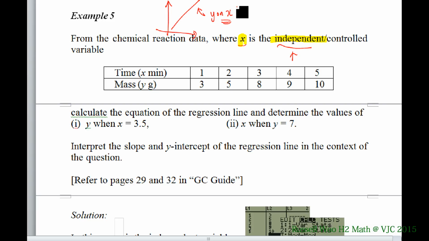Then after that, regardless whether you are given x, estimate y, that means you are given a value of x, estimate y, you use this line, or you are given y, estimate x. Whichever one you do, you still use the same line. That's what I mean. Follow what I'm saying? So let's discuss how to do it.